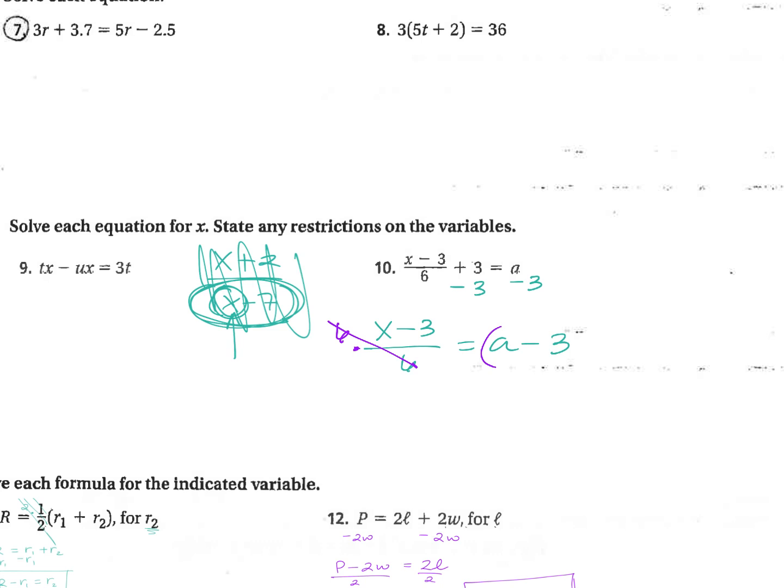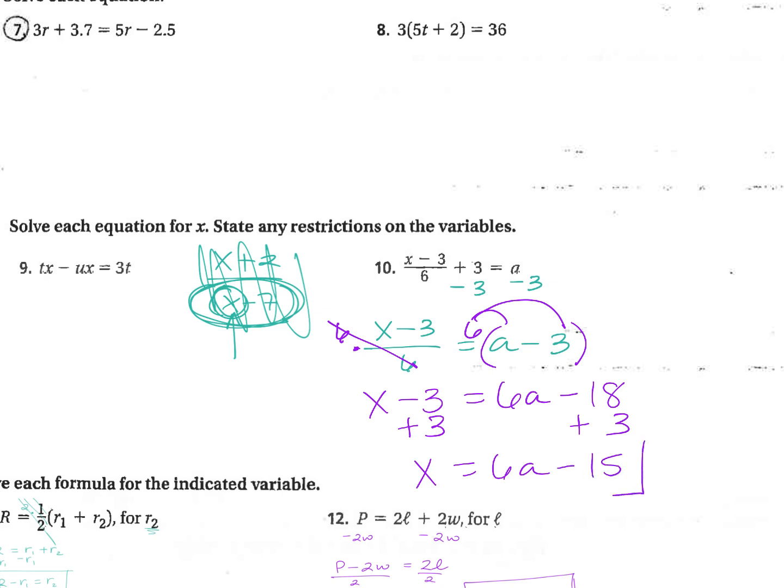So multiply by 6. Now, when you multiply this side by 6, it is not 6a minus 3, right? It's 6a minus 18. You have to distribute that to both parts. So x minus 3 equals 6a minus 18. And then you're just going to add the 3. So x equals 6a minus 15. And that isolates the x. So that's your final answer.